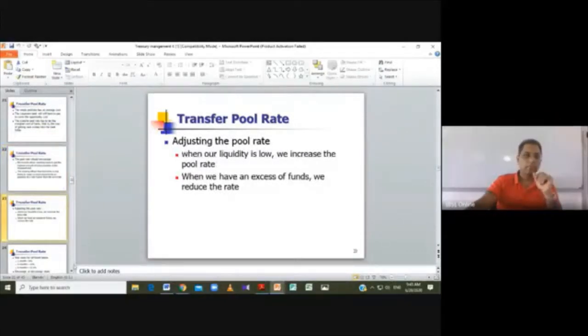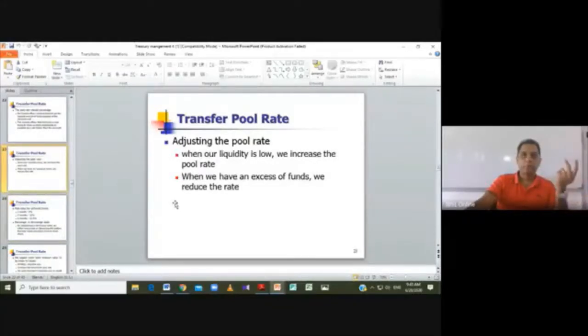So adjusting the pool rate, I won't go into it too much, but basically when liquidity is low, we increase the pool rate so that we can raise more money. So if 8% is the pool rate, we raise it up to 10 if we feel that we need more liquidity. We've touched on that last week as well. And when we have excess funds, we reduce the rate to give out those funds.